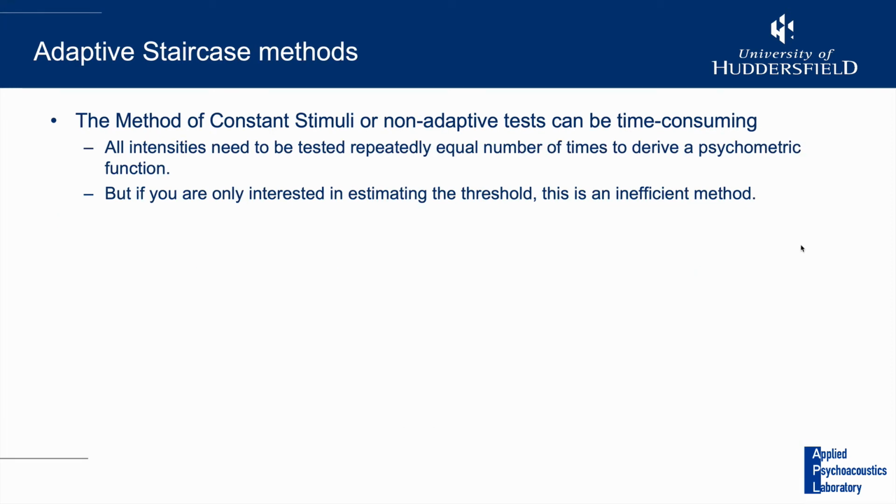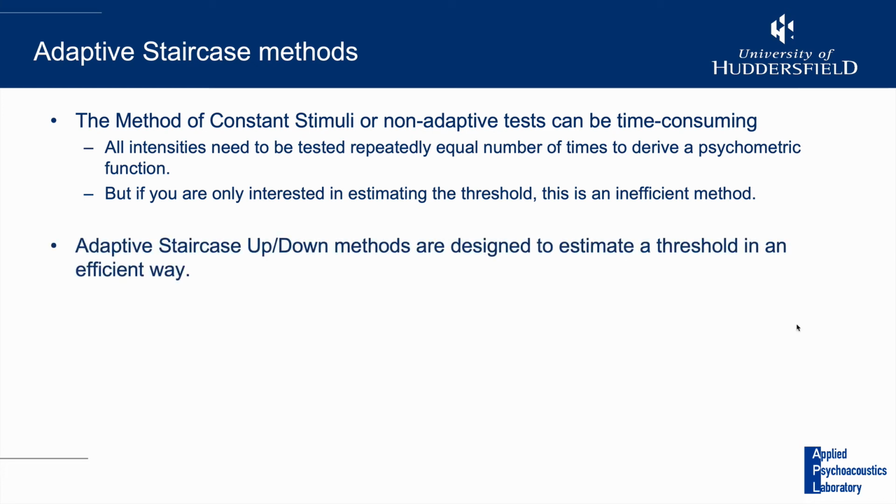Lastly, I'd like to briefly discuss adaptive staircase methods. The method of constant stimuli or non-adaptive test can be quite time-consuming because all intensities need to be tested repeatedly, equal number of times, to derive a psychometric function from which you can estimate a threshold. But if you're only interested in estimating the threshold, this can be a quite inefficient method.